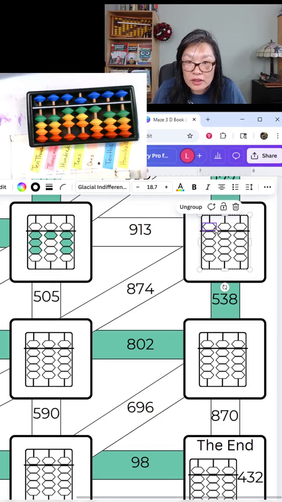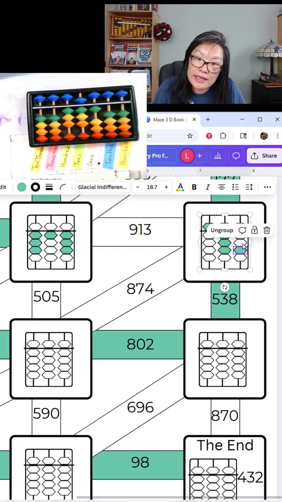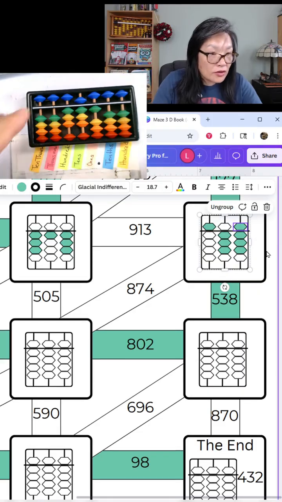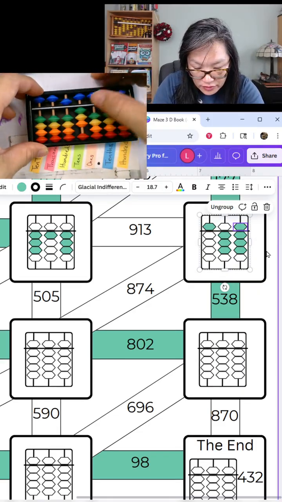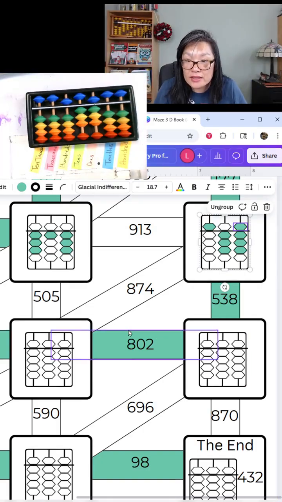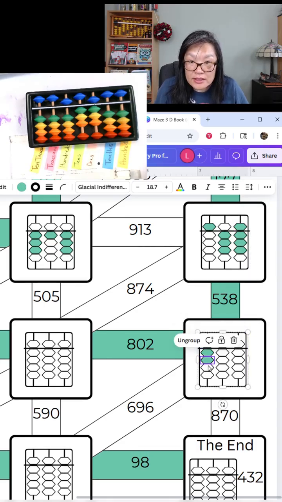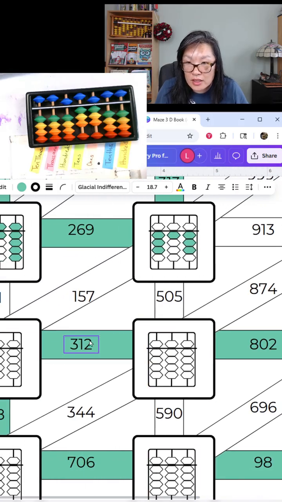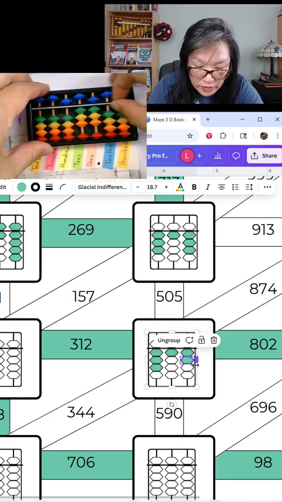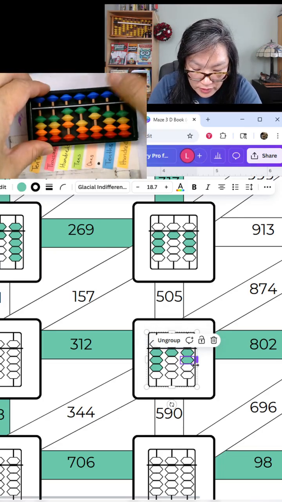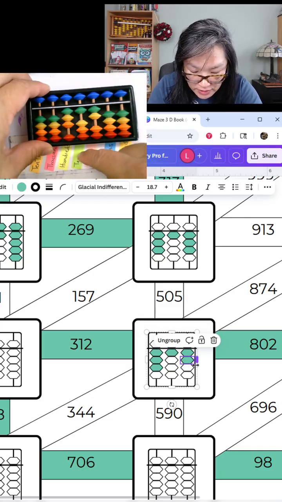538. Okay? So 538 looks like this. 538. And that's it. And then this is 802, 800. So we have 800, 5, 6, 7, 8, and then 2, 1, 2. So if you notice, what we're doing is we're reading the abacus. So this is 312. 300, 1, 2, 3. This is 12, 1, 2. So 312. 312. That's what it looks like. Ones and tens. That's it.